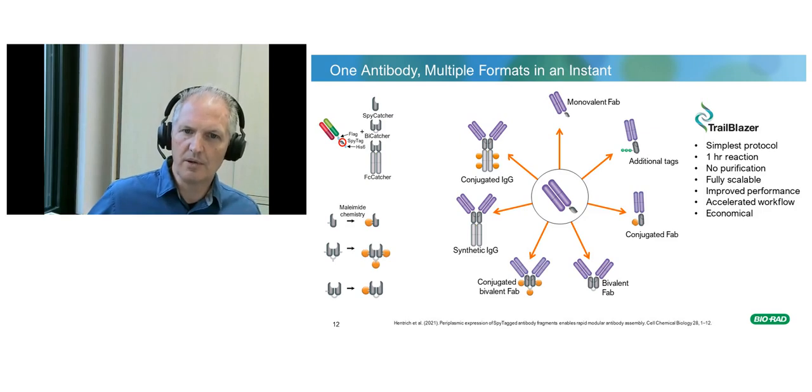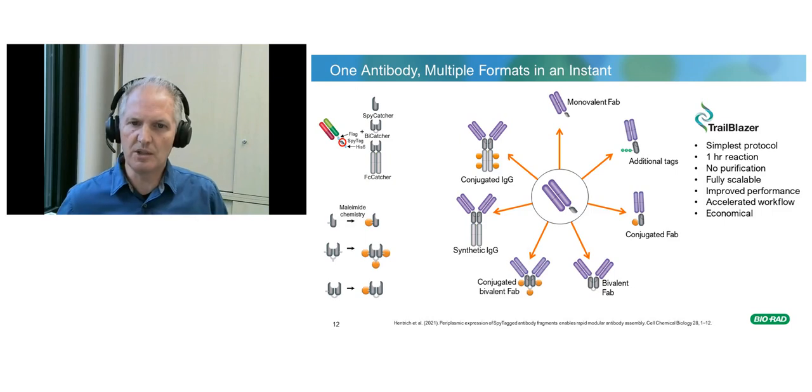And the great thing of the reaction is it's the simplest protocol. It's just mixing the Fab and the SpyCatcher. It's a fast reaction. We usually say let it sit for 1 hour and it's done. And there are no additional steps required, no purification. It's fully scalable. You can do it just for an assay or at larger scale. And the great thing is, since it's a site-specific reaction, there's no modification of the antibody binding site. So usually we see an improved performance of these antibodies coupled to SpyCatcher conjugates compared to the classical conjugation of your antibody.